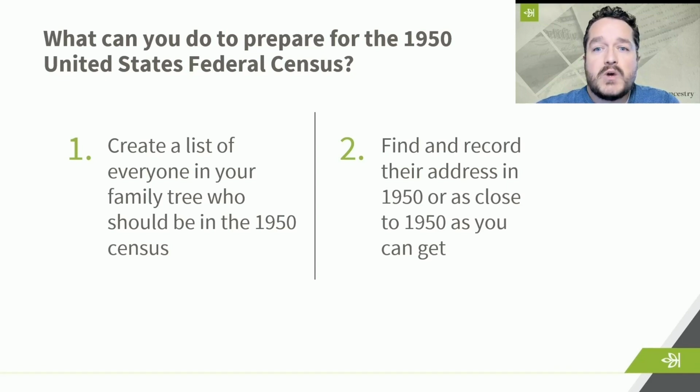Generally, that would be anyone who would have been living in the United States as of April 1st, 1950. Then, for each of those people, find and record their addresses in 1950, or as close to 1950 as you can get. If you know where they lived, that will make it as easy as possible to find them when those images finally become available.